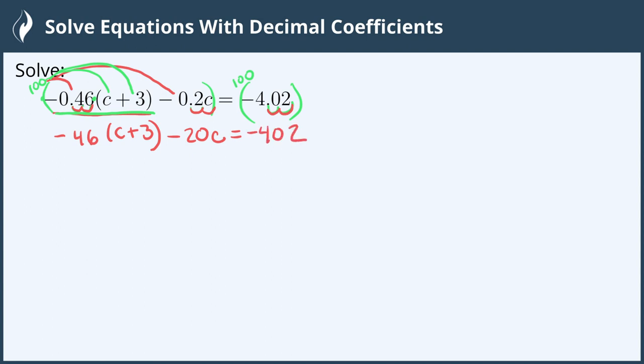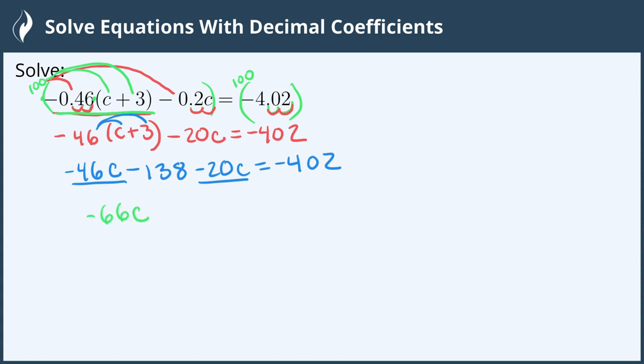Now we can go ahead and do the distributive property on this side, and we will get negative 46 times c. And then a negative times a positive is negative, and 46 times 3 in my calculator is 138. And then we'll copy the rest down since we haven't done anything with it. And now we need to combine like terms on the left-hand side. So we get negative 66c minus 138 equals negative 402.